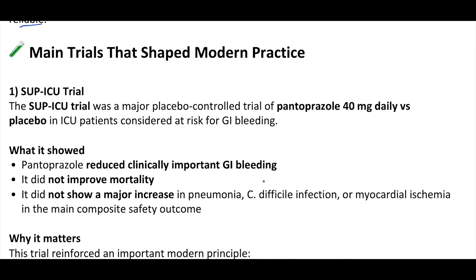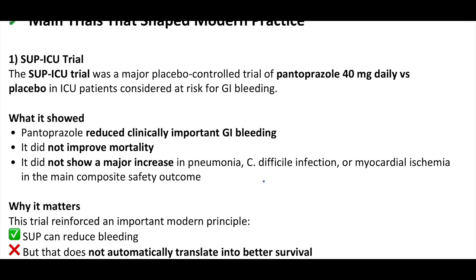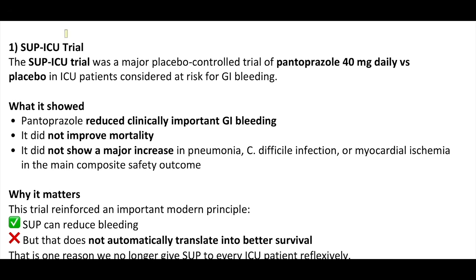So, main trials that shape modern practice, if you want to get into a little bit of the nuance here. Obviously this is just a brief overview of those trials, so if you want more detail, just look them up. They're easy to look up. So, the SUP-ICU trial, the stress ulcer prophylaxis ICU trial. This was a major placebo-controlled trial looking at pantoprazole versus placebo, right? So it wasn't pantoprazole versus something like famotidine. It was pantoprazole versus placebo in ICU patients considered at risk for GI bleeding.